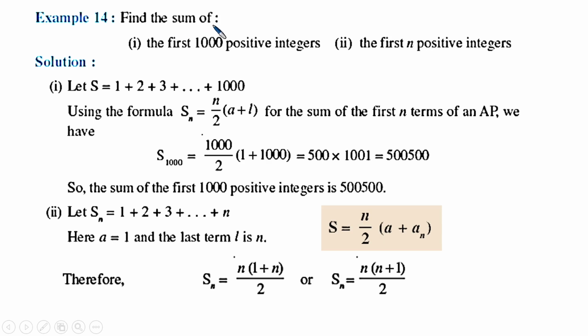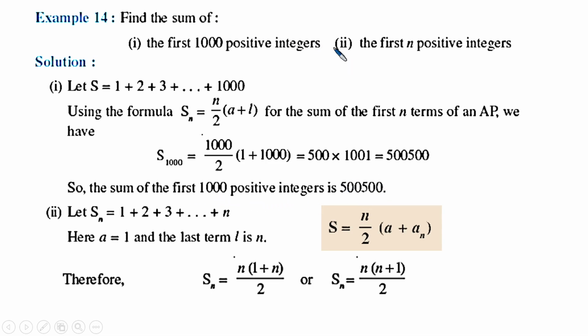Example 14: find the sum of the first 1000 positive integers. So s is equal to 1 plus 2 plus 3 up to 1000. I use the formula Sn is equal to n by 2 times a plus the last term l. So what is n? n is 1000 terms, by 2, a is 1 and l is 1000. So you get the sum. Just do it, pause and see. So the sum of the first 1000 positive integers is this number.